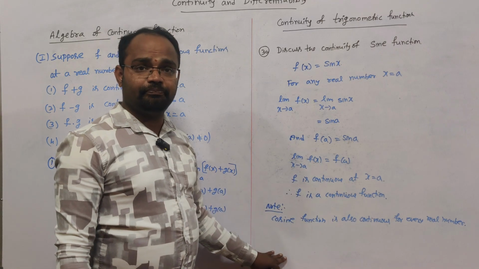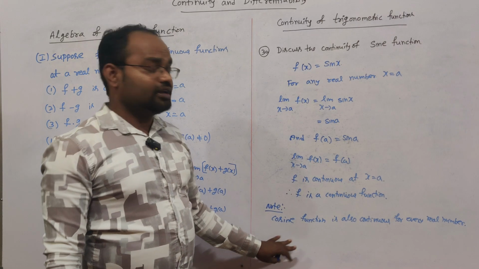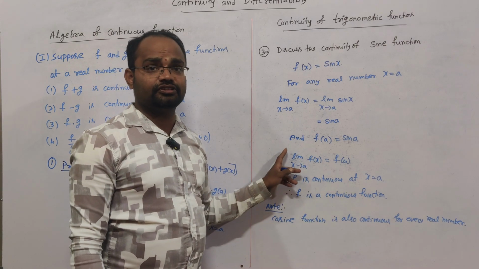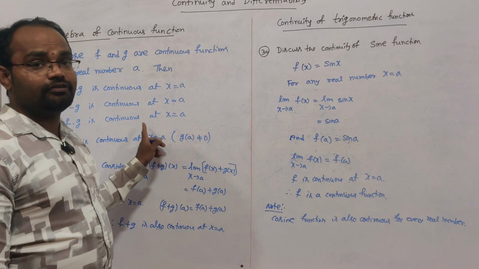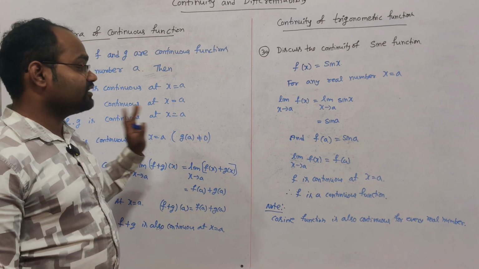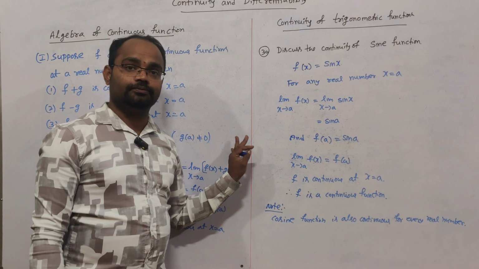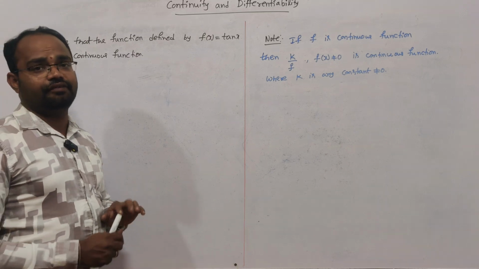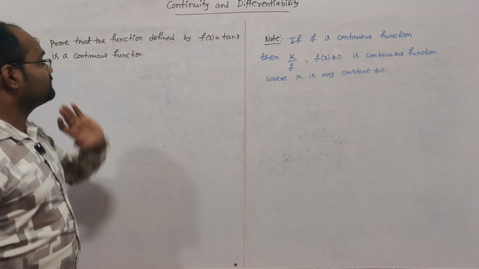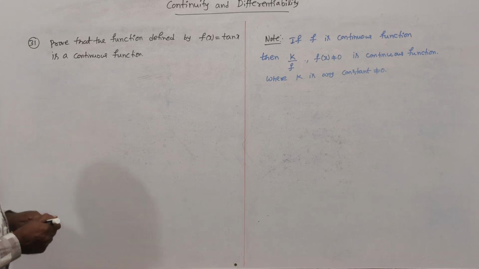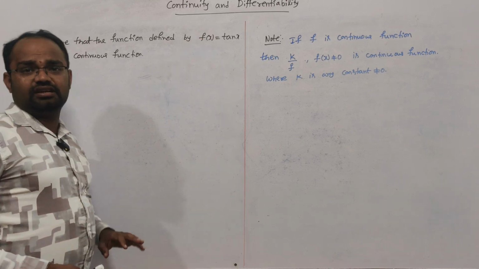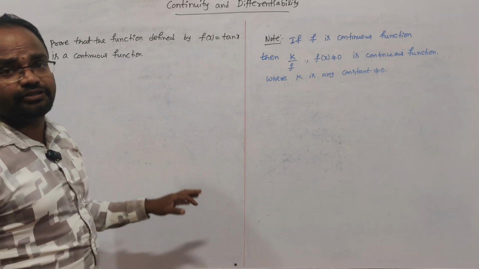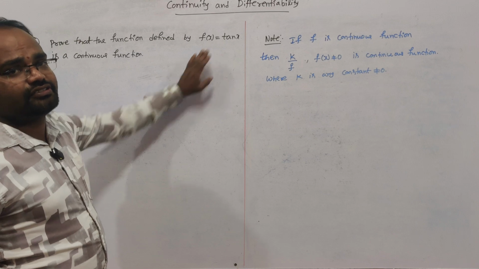We can prove in this way, right? Now what are the other trigonometric functions? How to check the continuity for other trigonometric functions? For that we have to use the algebra of continuous functions. Now we have to prove that the function f of x is equal to tan x is a continuous function. Very simple, we already proved that sin and cos are continuous functions. So using that and the algebra of continuous functions, we can prove that tan x is continuous.